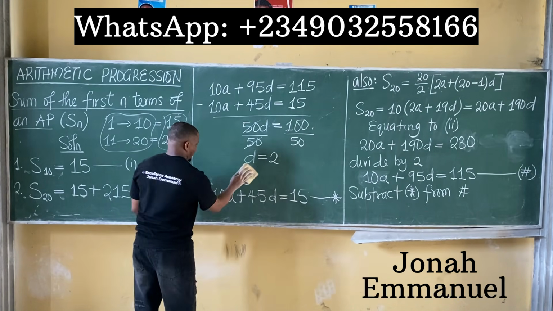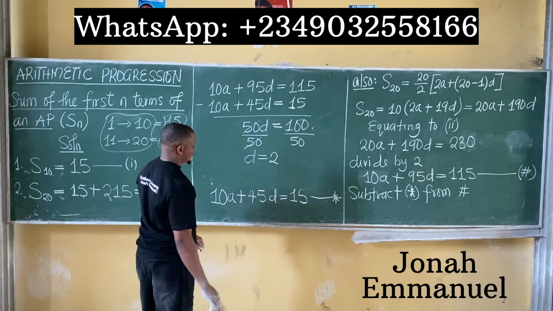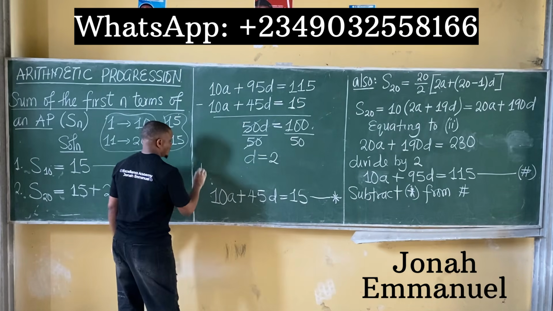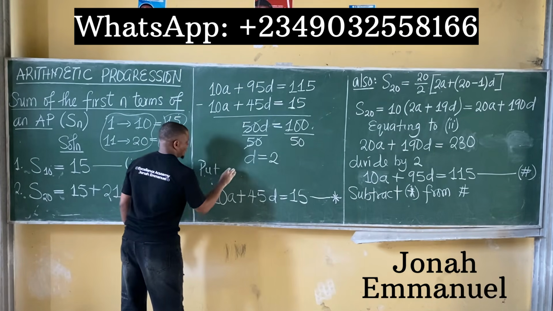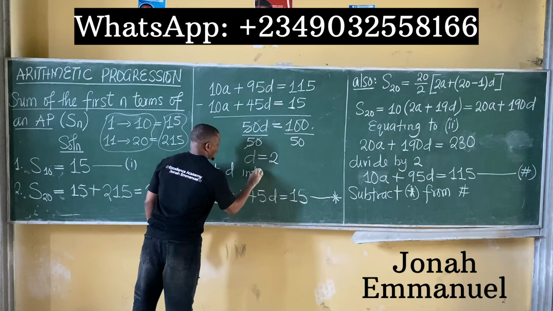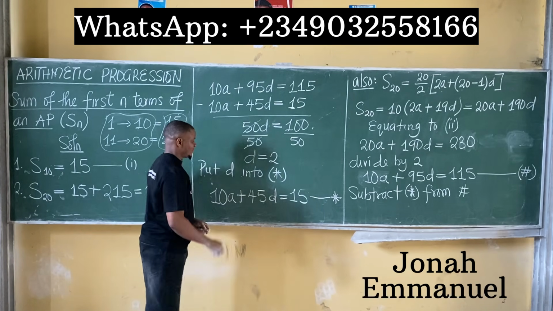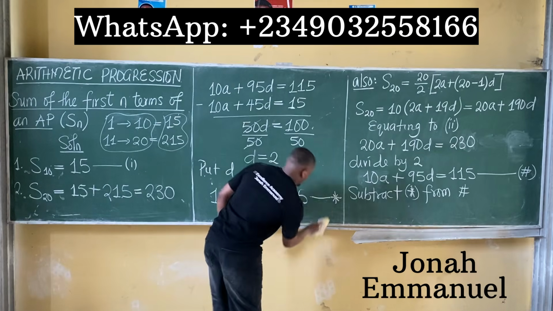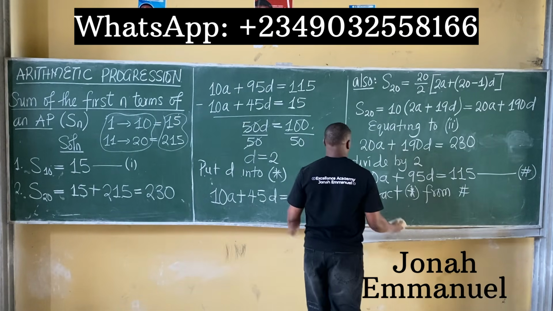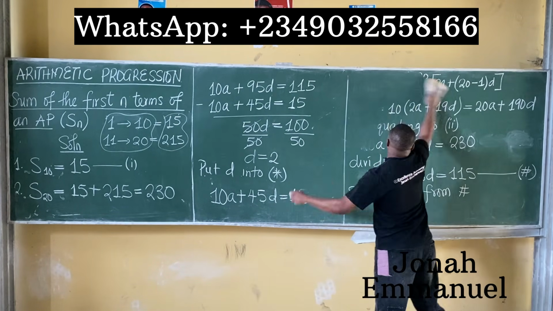All right, so having got the value of d, I would just substitute d into equation asterisk, this one here, so I can get a. All right, so this is the value of asterisk already. It's already here. So I'll just proceed.